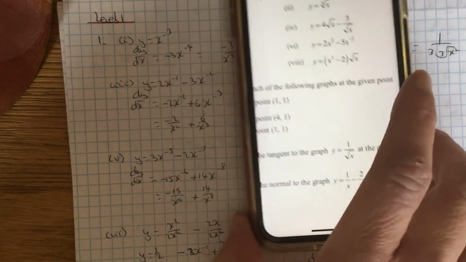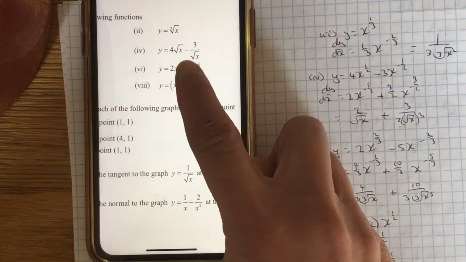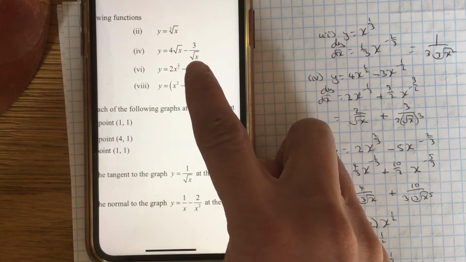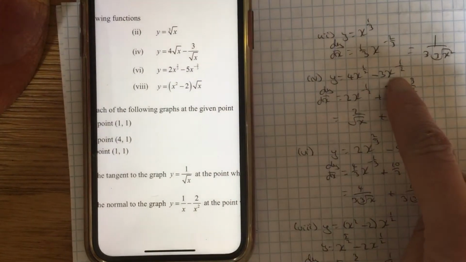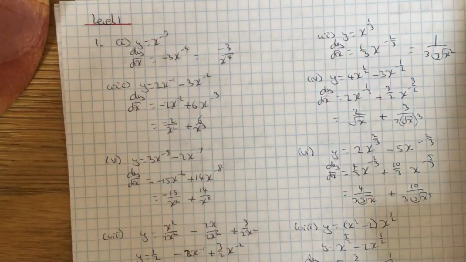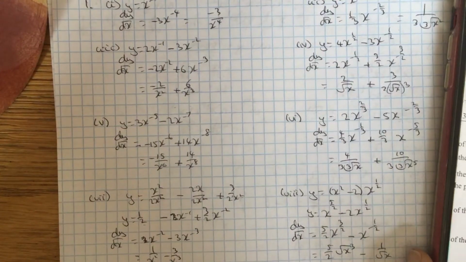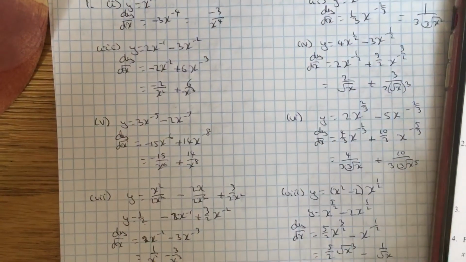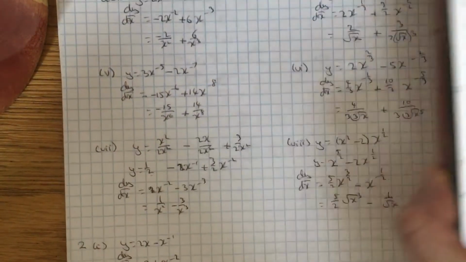This one, you're going to write as 4x to the half minus 3 over x to the half, and bring it up as x to the minus a half, then differentiate it. The number 5 is just differentiate it straight away. Number 6, differentiate it straight away. Number 7 needs a wee bit of work.